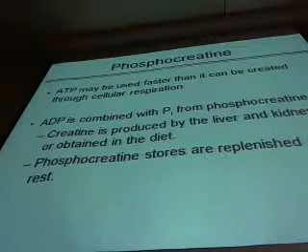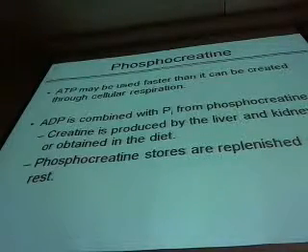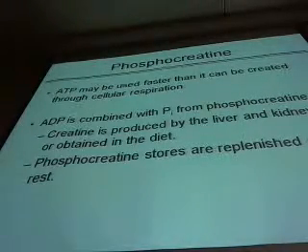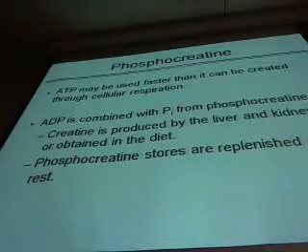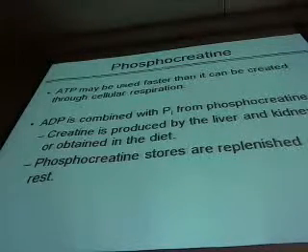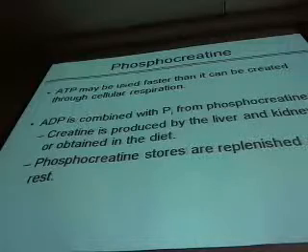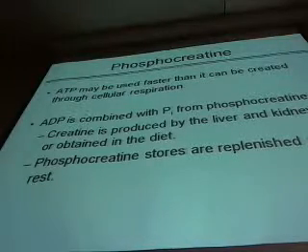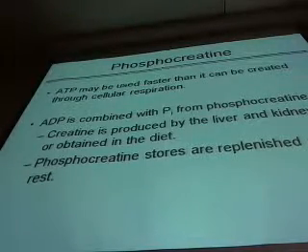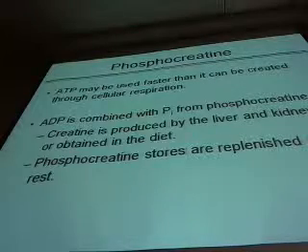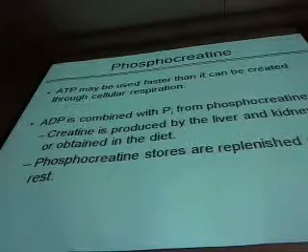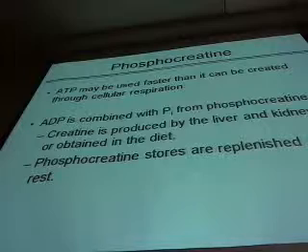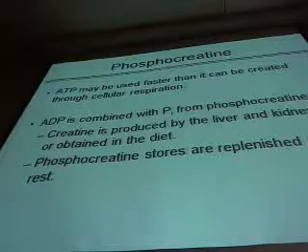Creatine is produced by the liver and kidneys. It stores, it replenishes, but it gives you that extra boost of energy when you're running. That extra ATP that you're going to need. ADP is combined with phosphorus from the phosphocreatine. You're left with creatine, produced by the liver and kidneys, or contained in the diet. Generally, it's liver and kidneys.